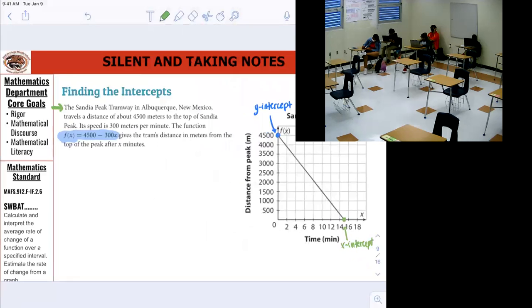Now let's go back and talk about what this means. While Ashira was reading, I noticed that she read 4,500, and that matches with the y-intercept. Let's think about what it means. The distance from the peak, because remember, this is a tram, which is kind of like a little train that travels up to the top of this mountain, is the y-axis. What do you guys think? What does the y-intercept tell me is happening at that point?